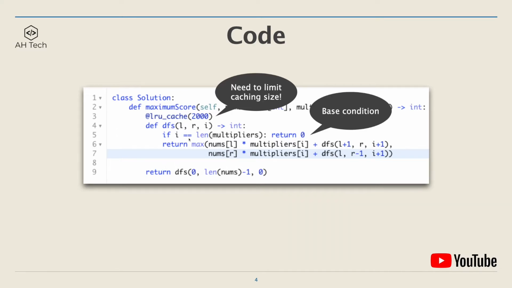The base condition for the DFS function is when i equals the size of the multipliers, then we know we reach the end. So we will just return 0. And here is the subproblem of the DFS function. And at the end, we can just return the result of the DFS call as the final output. Now let's see the code in action.